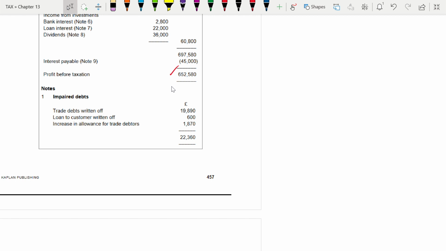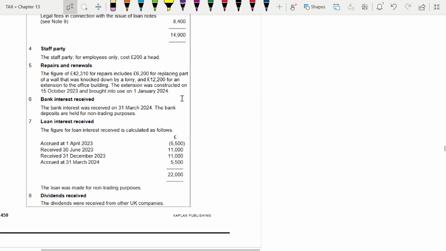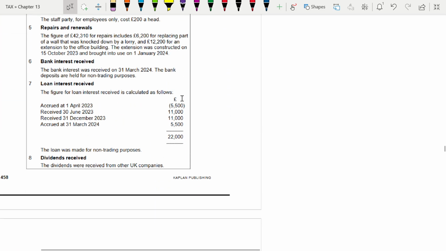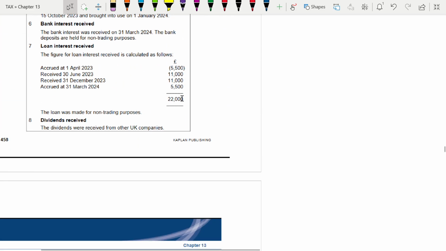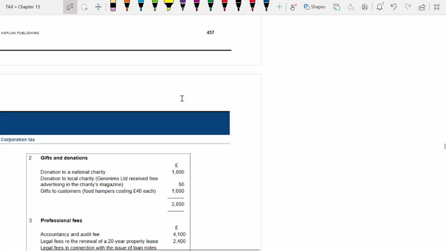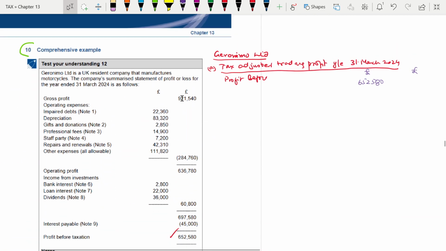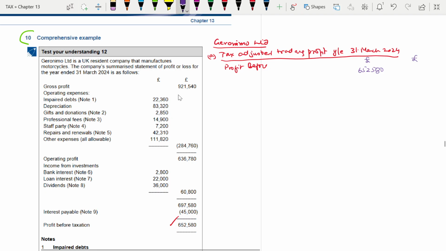What we have to do? Note. Note 1. Where is that? Yes. What we have to do?